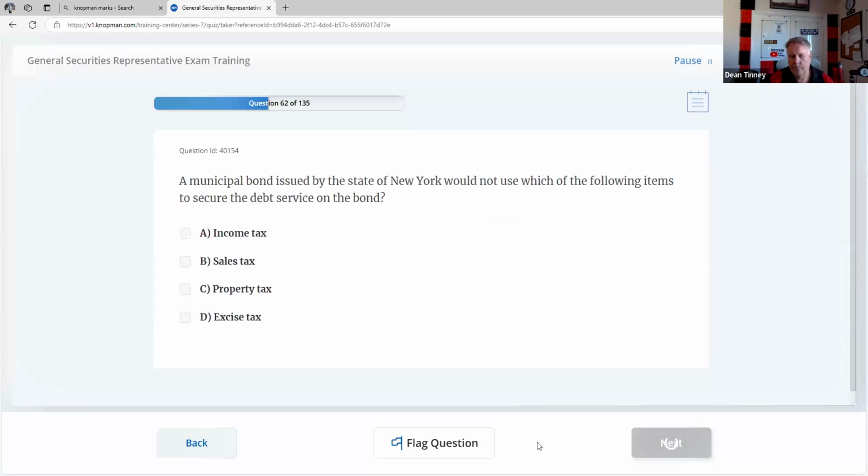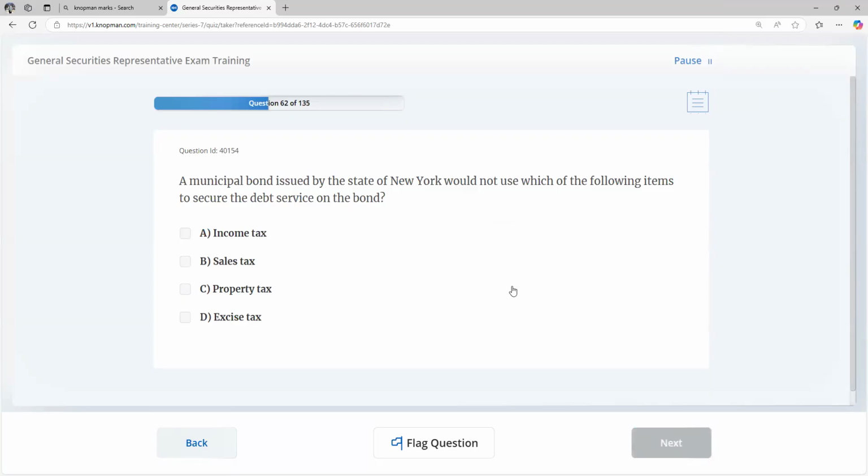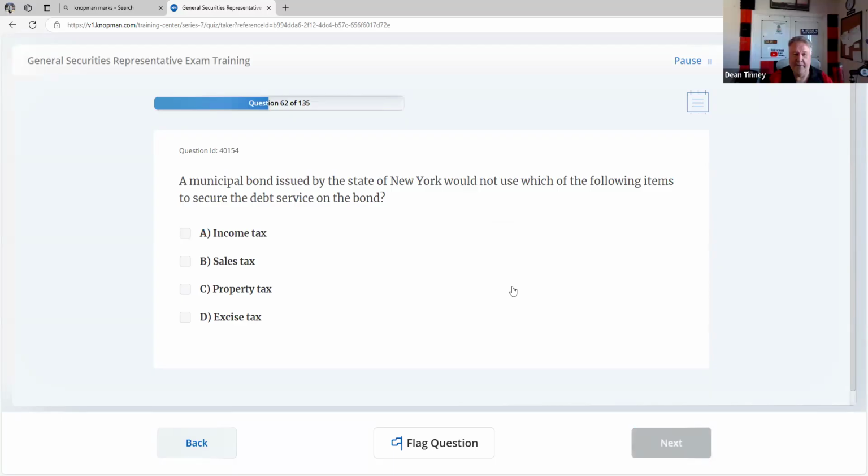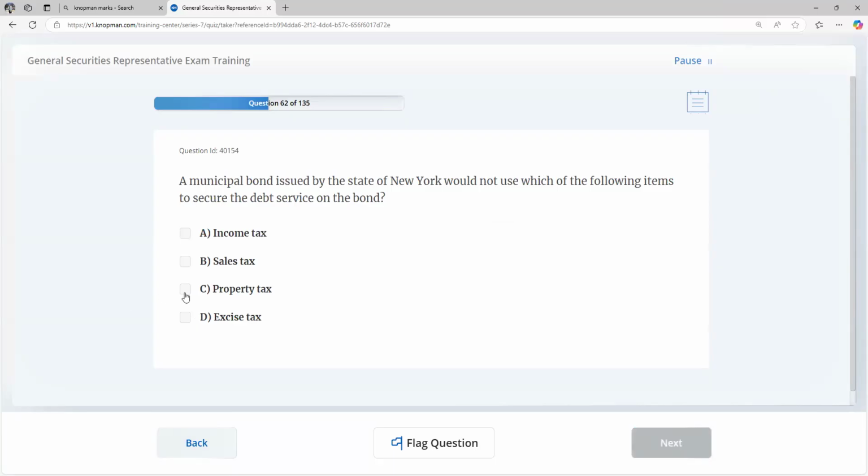A municipal bond issued by the state of New York would not use which of the following items for debt service? Didn't we just talk about this? We certainly did, so it'd be bad form to miss it. The property tax? You're right.